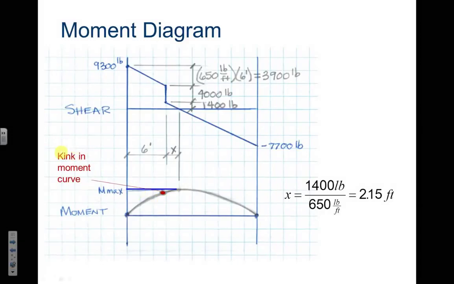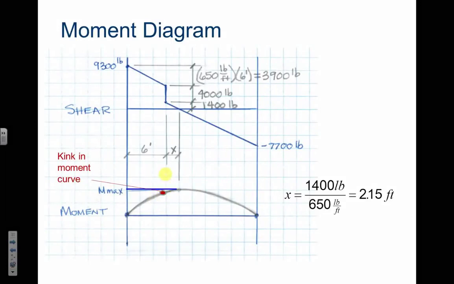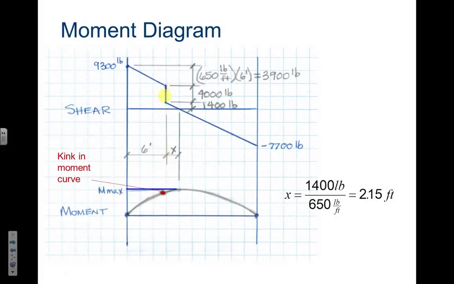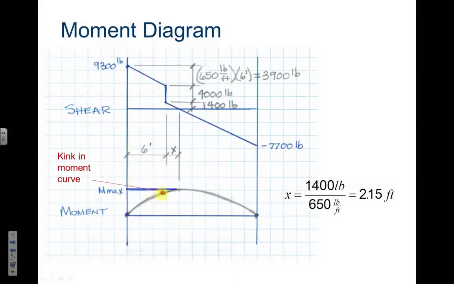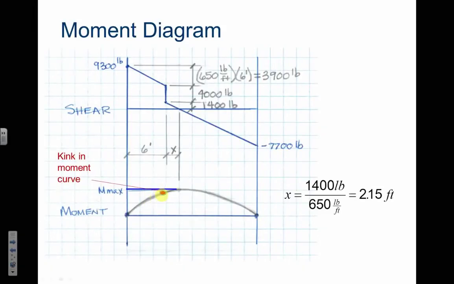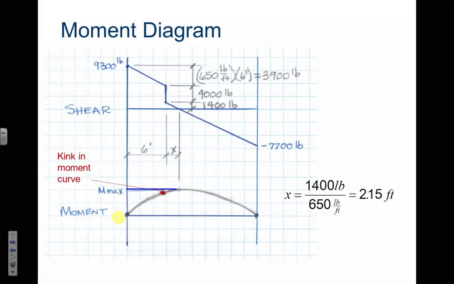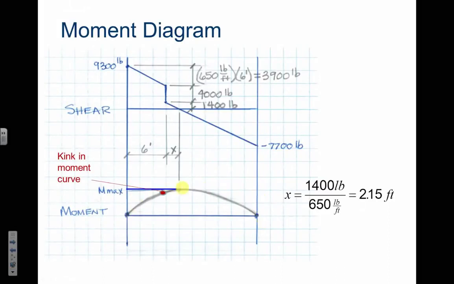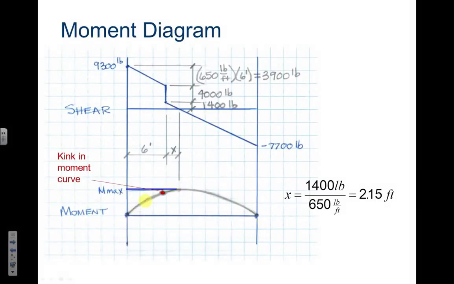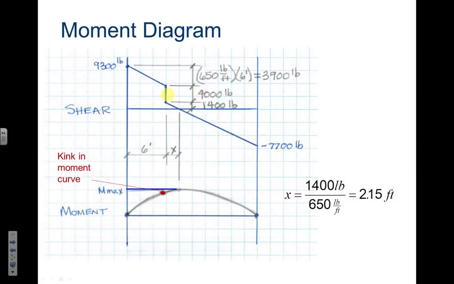Also notice they say that there's a kink in the moment curve. Well, why? Well, look up. What happens right here? There's a point load. So there'd be a tiny little dip, a dip in this curve. On a uniform load, though, it's parabolic. You're going to have a perfect curve. But ours has a little kink because we have this 4,000 pound point load.